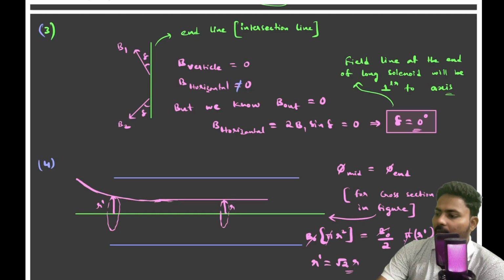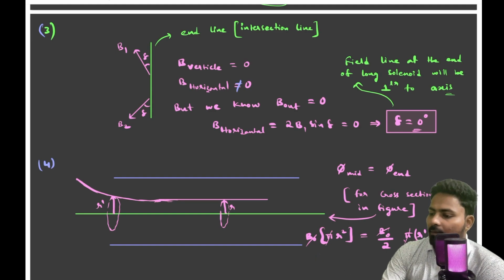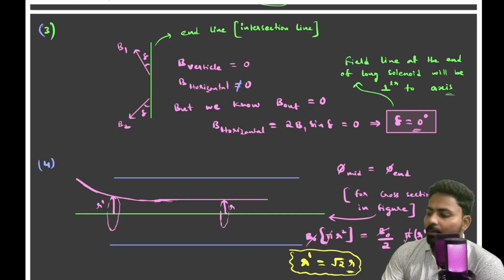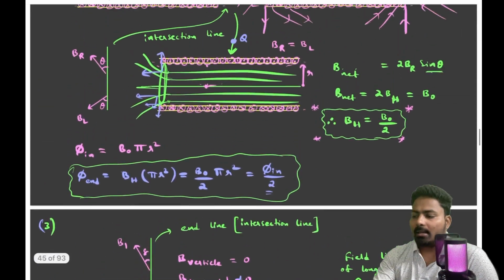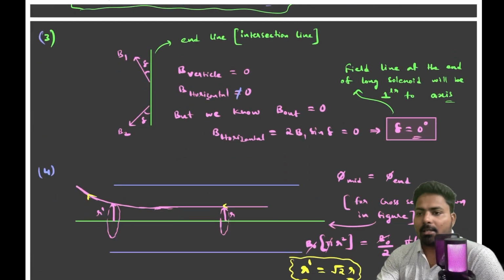So this is also one very, very important result, that the field line that is at a distance r from the axis of this solenoid, while it is exiting, will be at a distance of root 2 times r. The field line over here, which is at a distance r from the axis, will exit at a distance r dash, and that r dash we have put as root 2 r. So I hope all these points are pretty much clear for you.